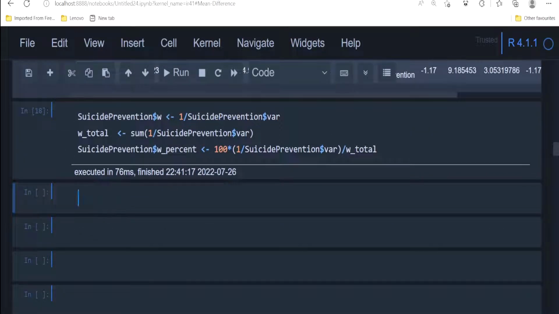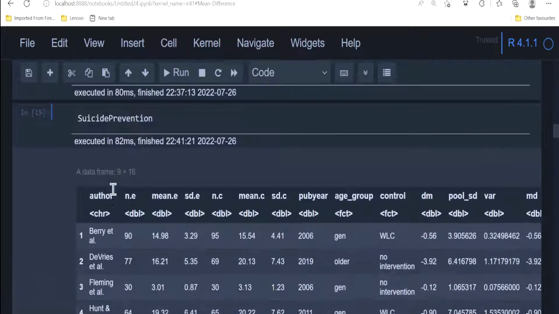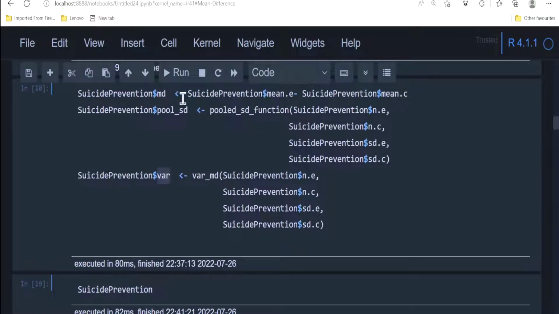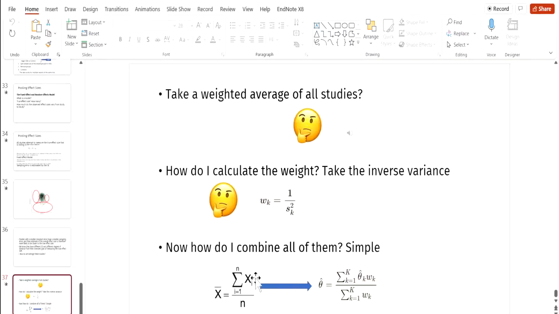Now we already have the weight, we already have the total, and we already have the effect size, that is the mean difference. Now we would like to pool them. To pool them, you remember the formula, the summation of xi's divided by n. Instead of this formula, we have to use the weighted mean, the weighted average. That will be the weight times the mean difference, divided by the total weight. This is really an easy thing to do.